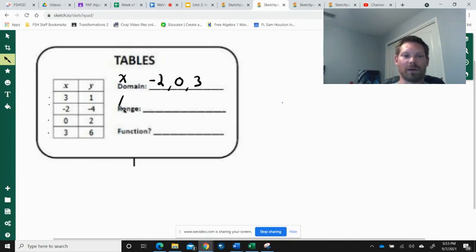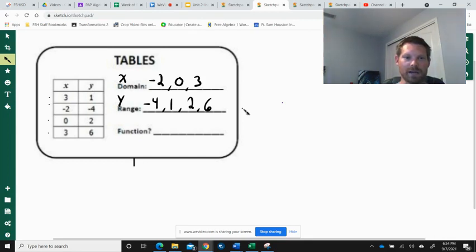Okay, range is my y values. I'm going to do the same thing there. Least to greatest, right? -4, 1, 2, and 6. All right. So big things there. When we list these out, we are not following the order of the table. As you can see, we are writing them from least to greatest.